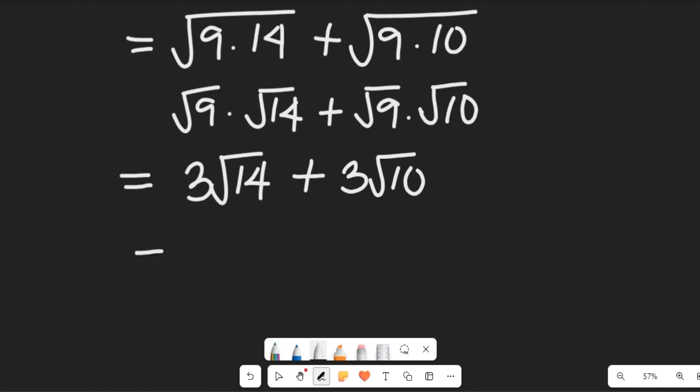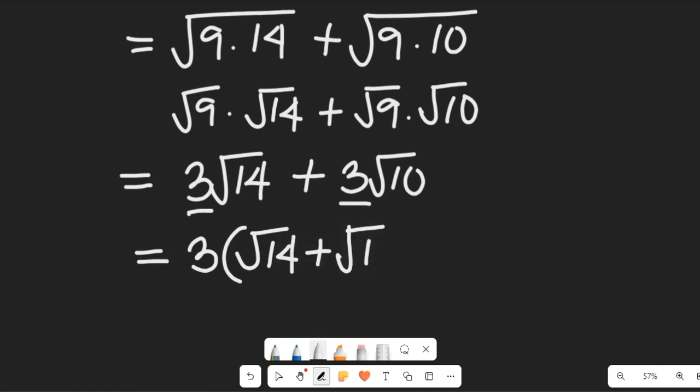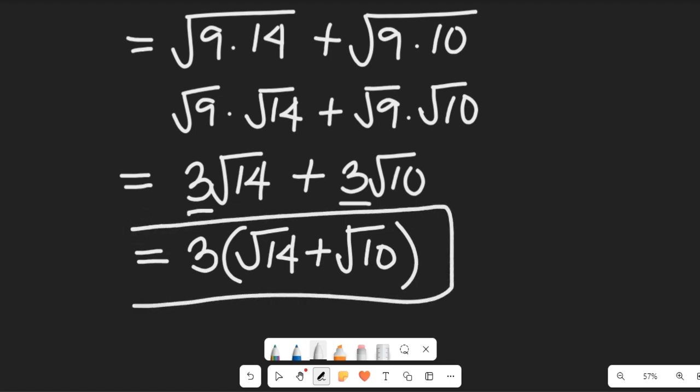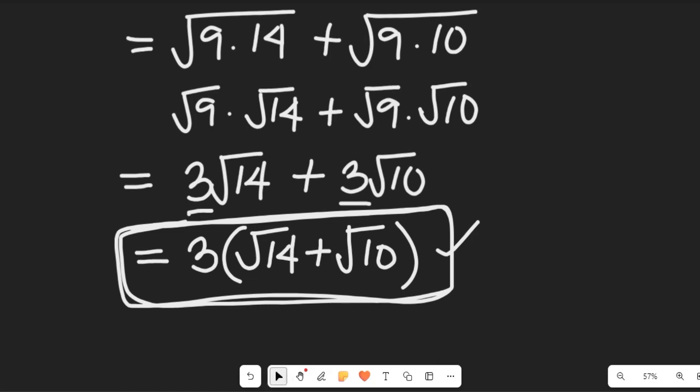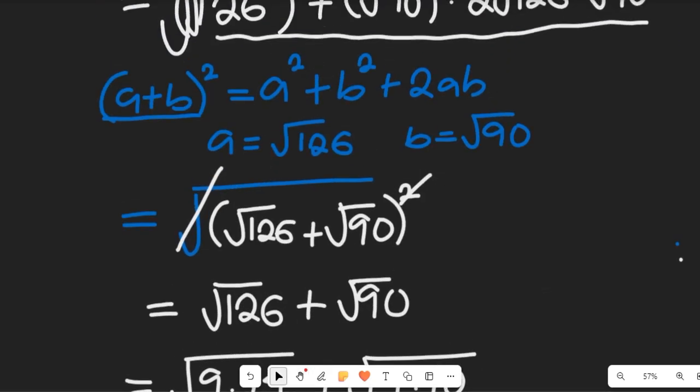Hence, since they have the same multiplicand, we are going to take that out to be 3 into bracket the square root of 14, right, plus the square root of 10. And this is going to be the solution to that expression given to us up there. Perfect.